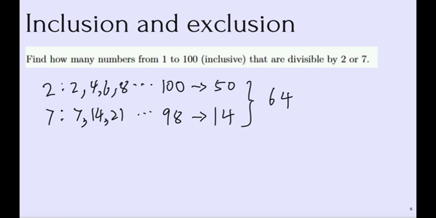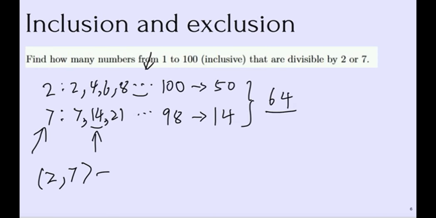But hang on, there's a catch. Because look at 14. It's in the list of 7, but it's also in the list of 2 somewhere in the future here. But we overcounted those. We counted them in both lists. So what we need to do is subtract those numbers, because 64 is too large. We overcounted a lot of cases. So what cases are there to subtract? We subtract out the number of cases that are divisible by both 2 and 7.